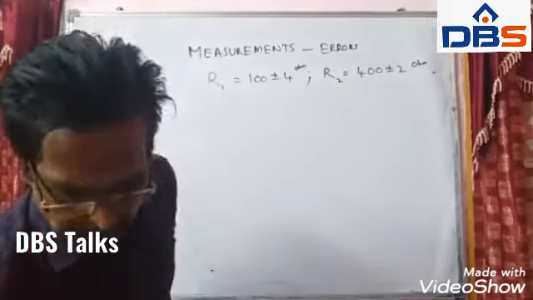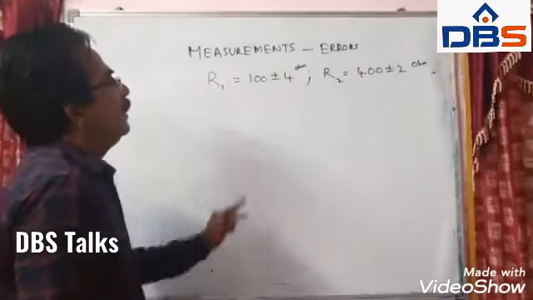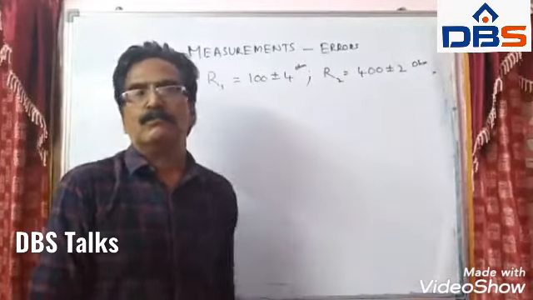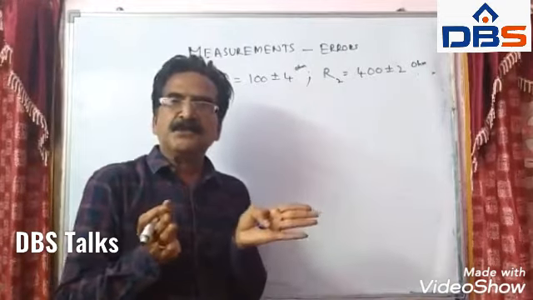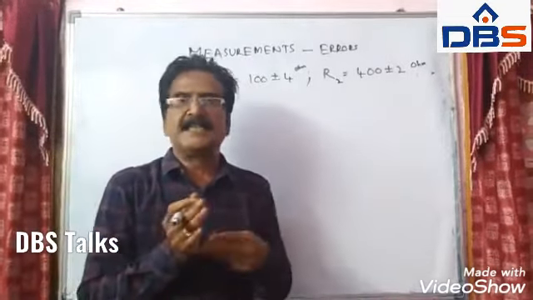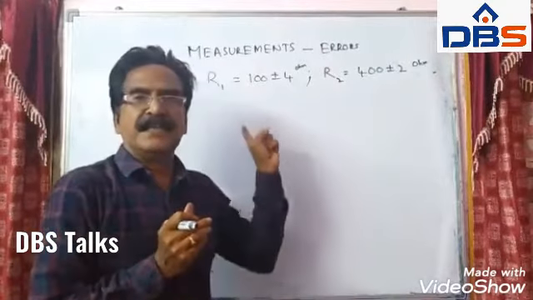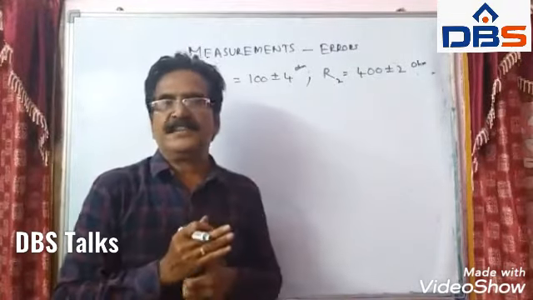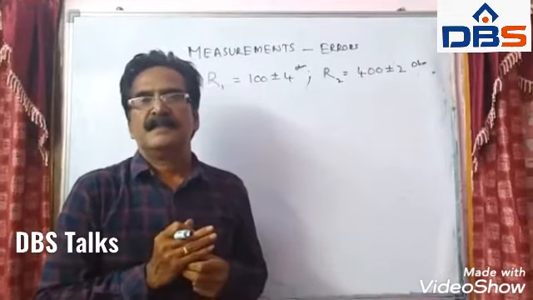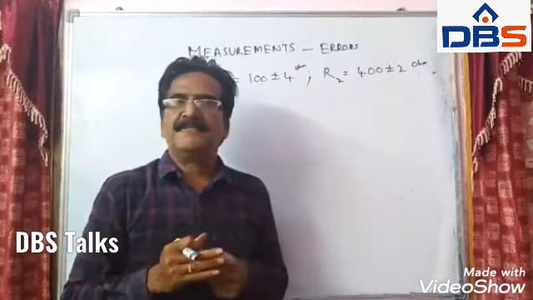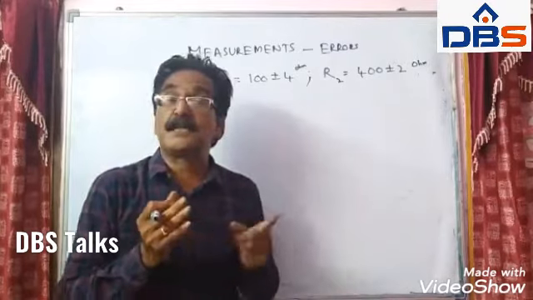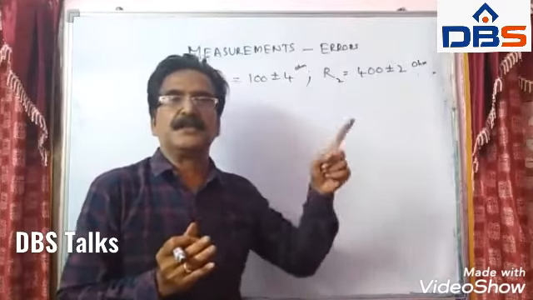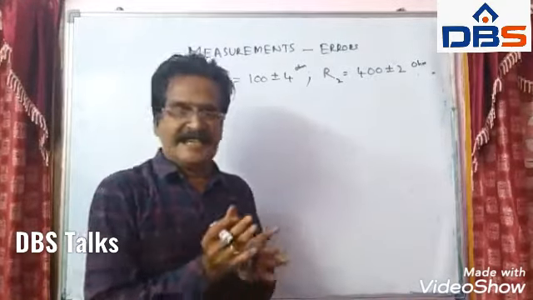Okay friends, so two resistances R1 and R2. When these two resistances are connected in series, what is the effective resistance? And what is the effective resistance when these two resistances are connected in a parallel combination? First let us see when these two resistances are connected in series.